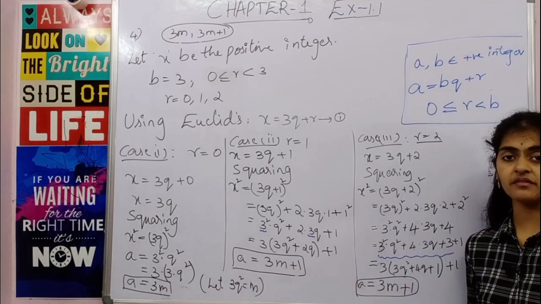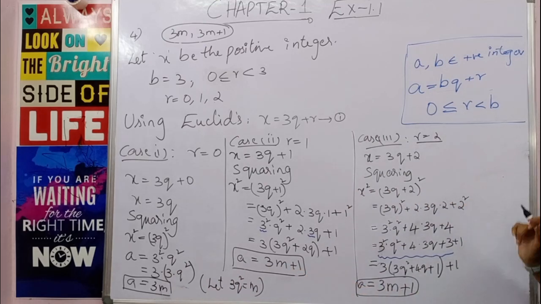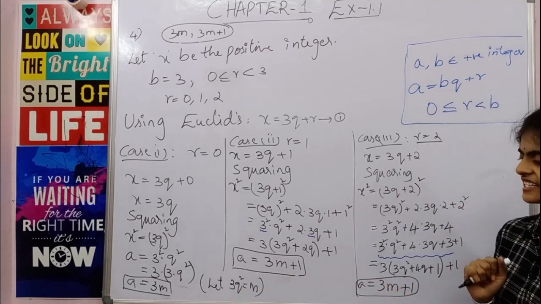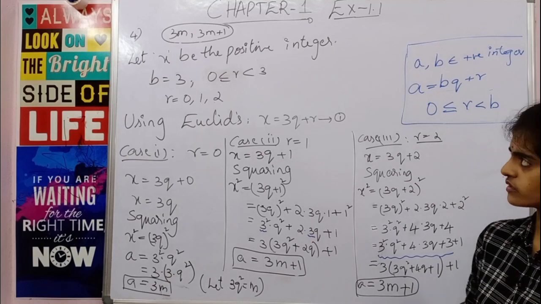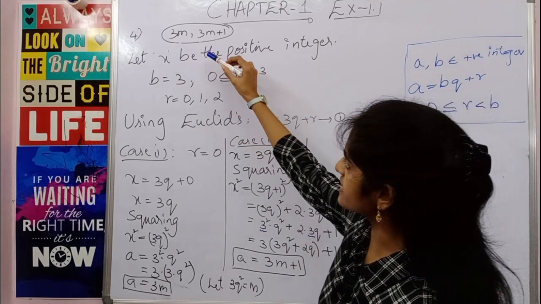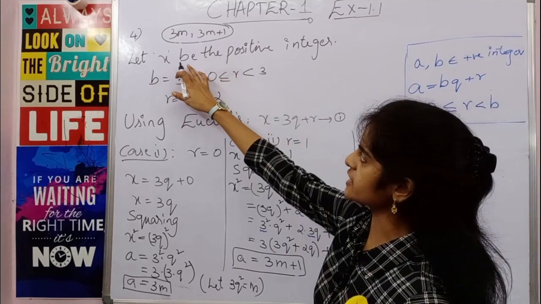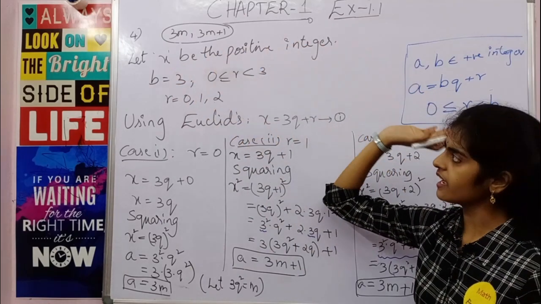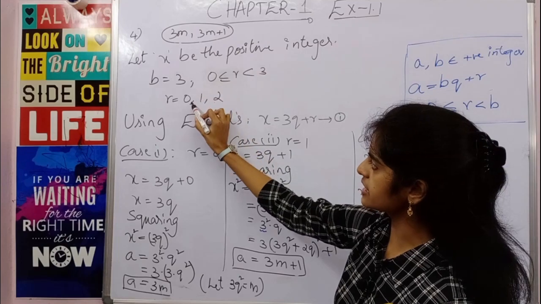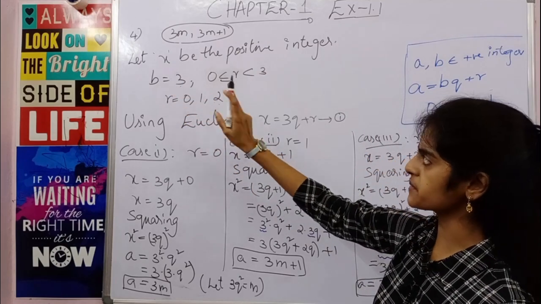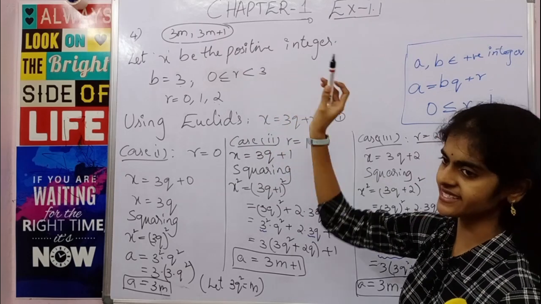Right? So that is what we have to prove. Okay, so the square of any positive integer is of the form 3m or 3m plus 1. So what did we do? Simple. So comparing this, you have taken b value as 3, okay, and you have taken x to be the positive integer. Clear? And r takes values 0, 1, 2 because you have b as 3, so r stops at 2, okay, because r is always less than b.